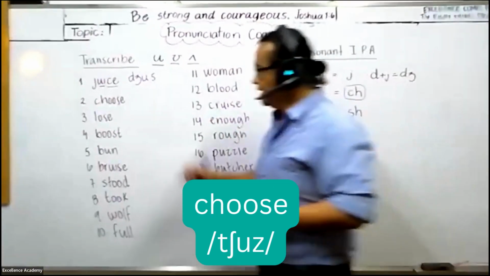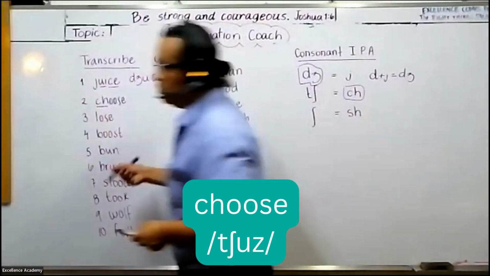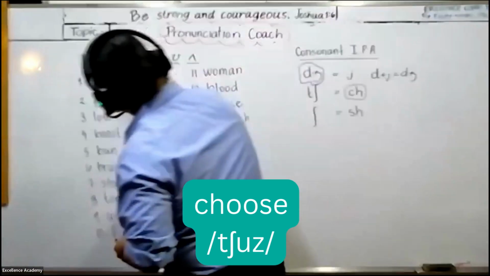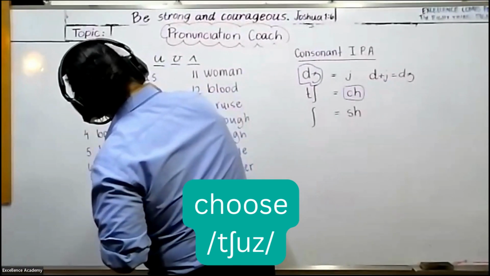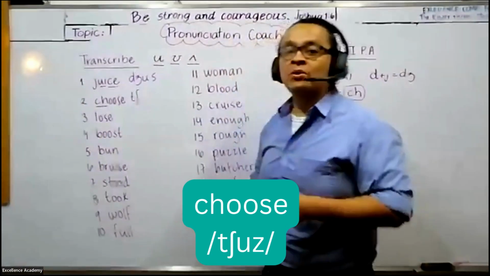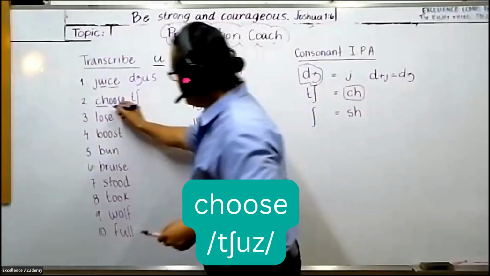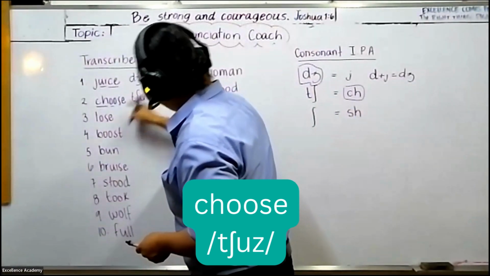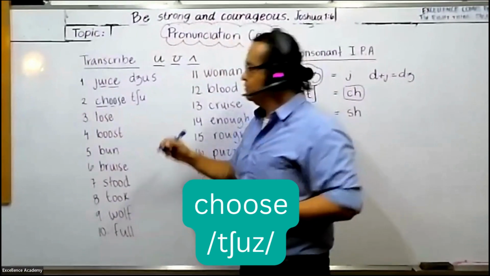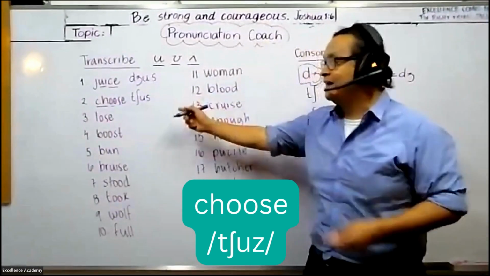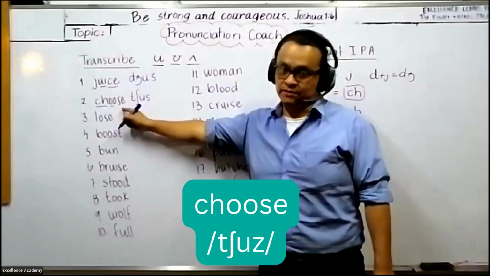Next, number 2, we have choose. Choose, we have a CH sound. Now we know how to transcribe the CH. We'll put the T, we'll put the long S sound. And the double O sound is going to be U. So again, we just put the U sound for the vowel. The SE is going to sound like an S sound. Choose. And there you go. That's the IPA transcription for the verb choose.